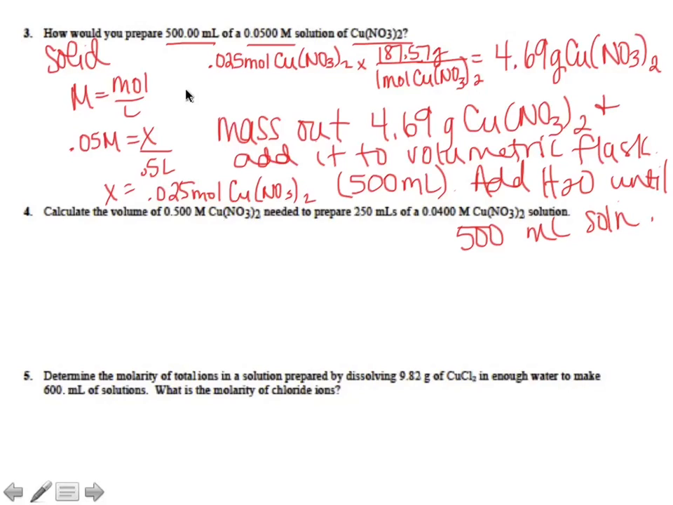All right, so you need to mass it out. Then you need to have a volumetric flask. And then take it until you get to the 500 mils.